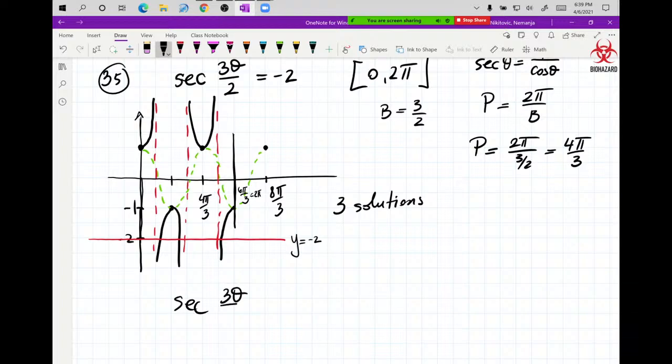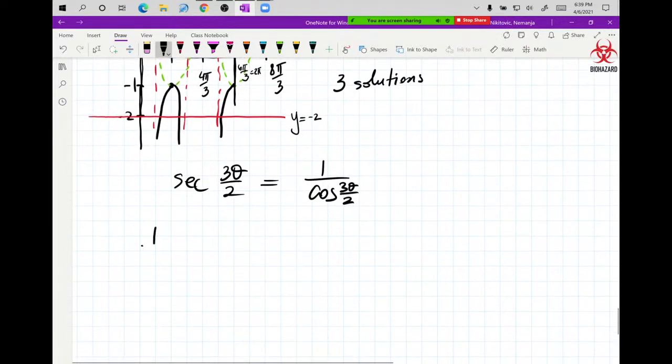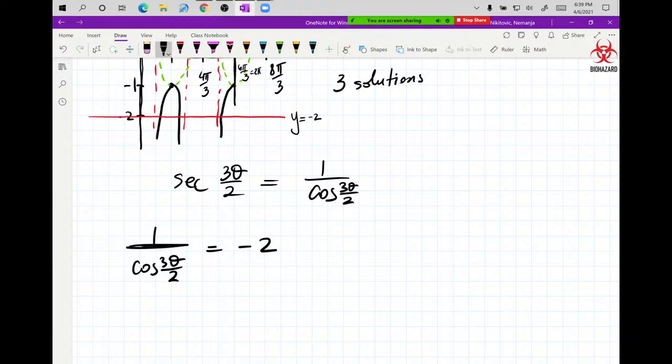Anyway, secant 3 theta over 2 is equal to 1 over cosine 3 theta over 2. So the problem now becomes 1 over cosine 3 theta over 2 is equal to -2. And now flip both fractions.